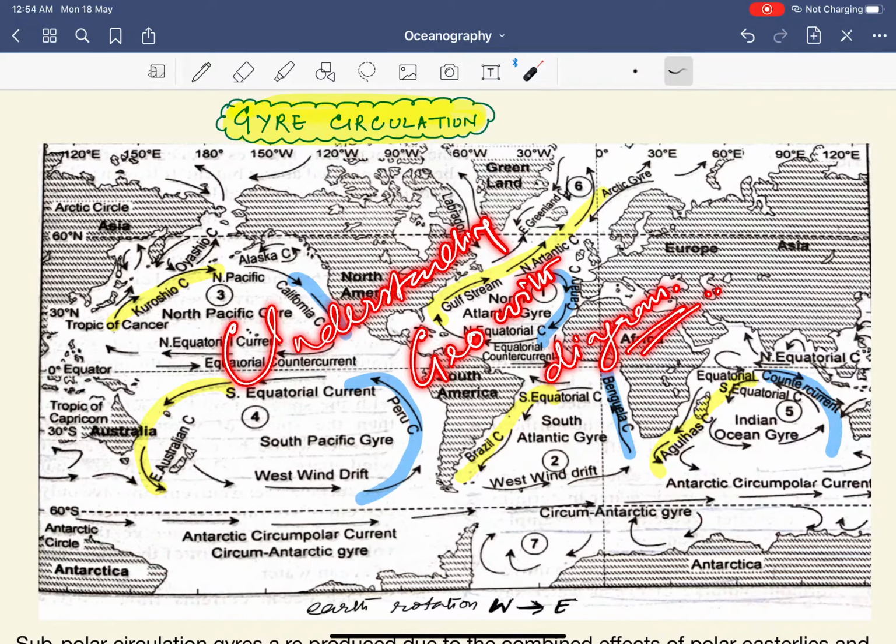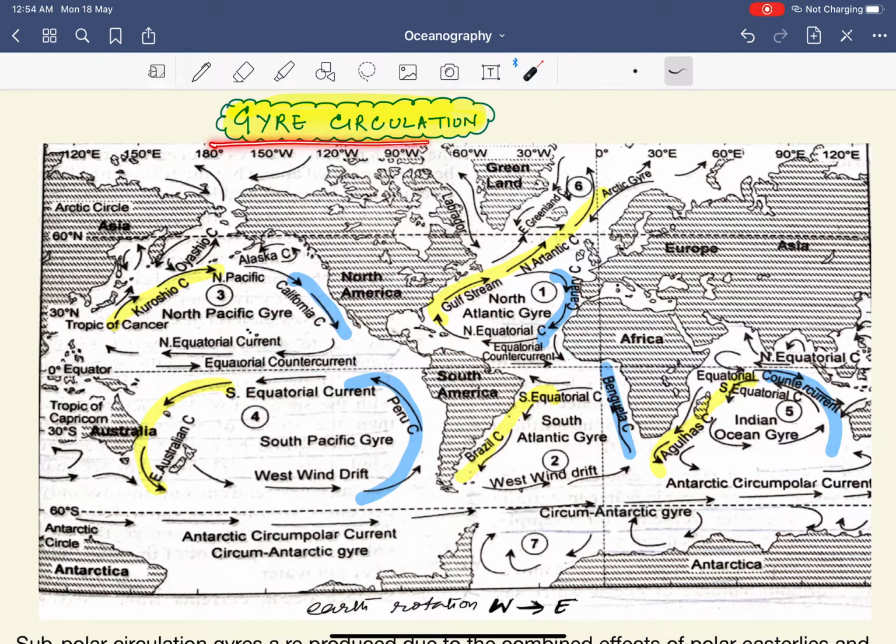Let us start the analysis. Today we'll be studying gyre circulation. A gyre is nothing but the circular movement or circular motion formed by the oceanic currents.